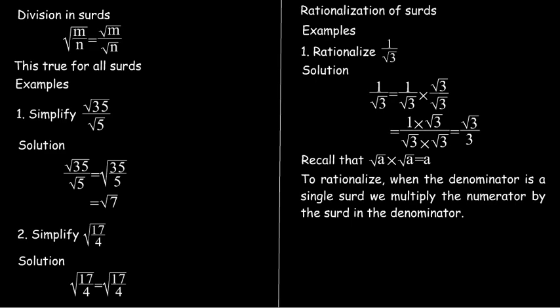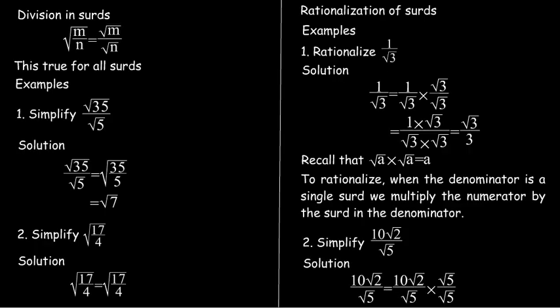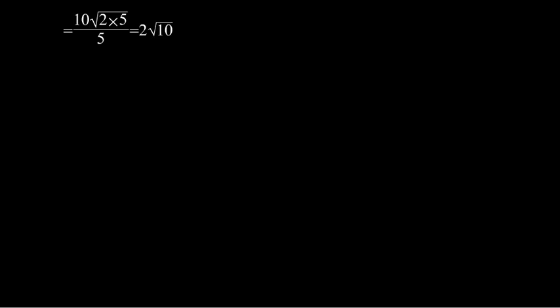Now to rationalize when the denominator is a single surd, we simply multiply the numerator and denominator by the surd in the denominator. For another example, simplify 10 root 2 divided by root 5. For our solution, we'll be multiplying the numerator and the denominator by root 5. So 10 root 2 divided by root 5 will be equal to 10 root 2 divided by root 5 times root 5 divided by root 5, which will be equal to 10 root 2 times 5 divided by 5, which is equal to 10 divided by 5 is 2, so it will be equal to 2 root 10.